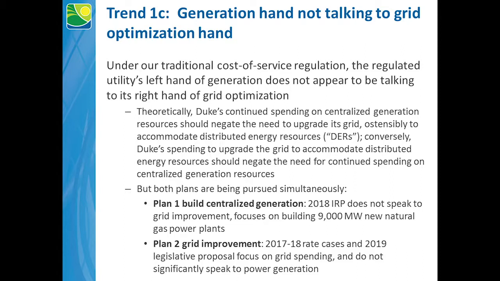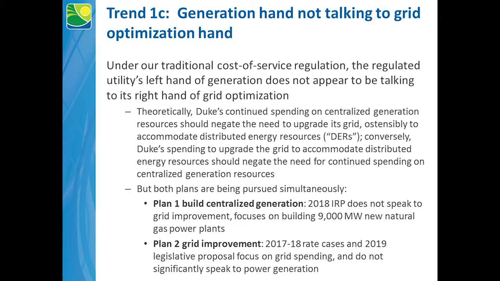Also, Duke's spending to upgrade the grid has been argued to accommodate distributed energy resources, in part negating the need for 9,000 megawatts of new natural gas power plants. So we're coming at it from two directions, and it's really unclear which plan is our plan. And our regulation and how we're implementing our policy doesn't give clear direction.